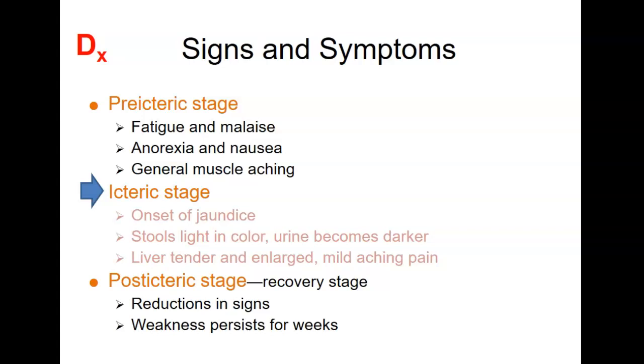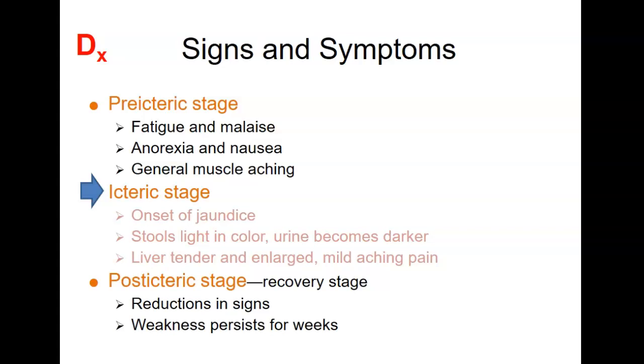There are 3 main stages of hepatitis: pre-icteric, icteric, and post-icteric. Pre-icteric is when it's developing. It's prodromal. A patient doesn't know that they have it. They're tired. They feel like garbage. They might not want to eat, or they might be nauseous. They might just have general aches and pains, but it's easily dismissible and they just don't know.